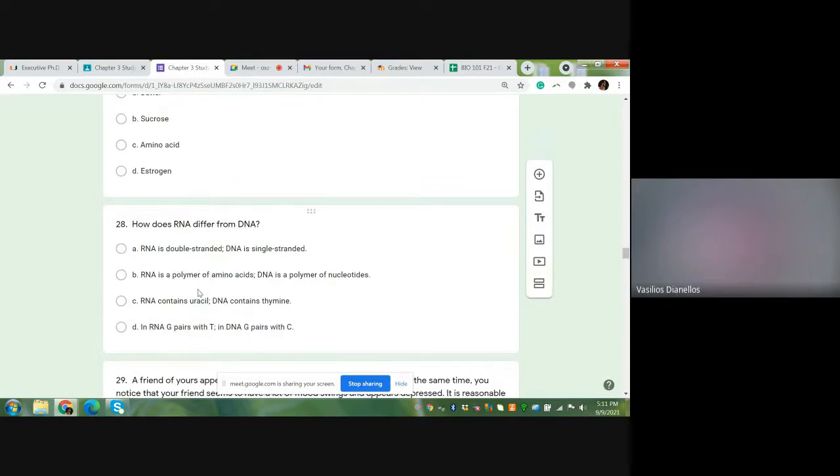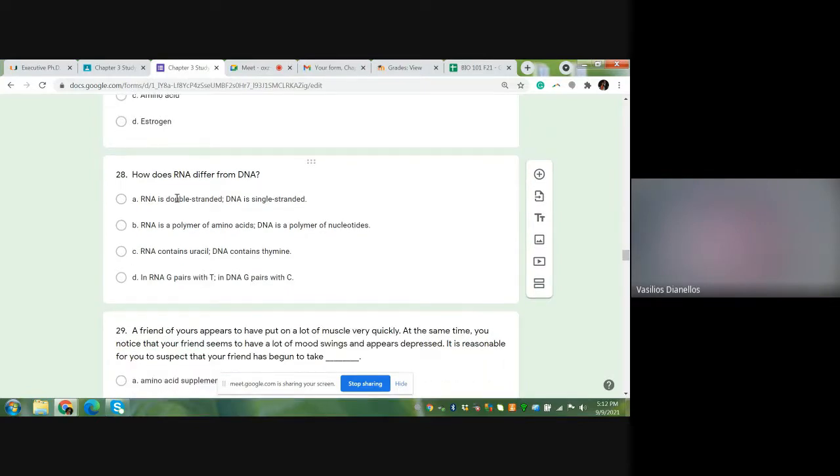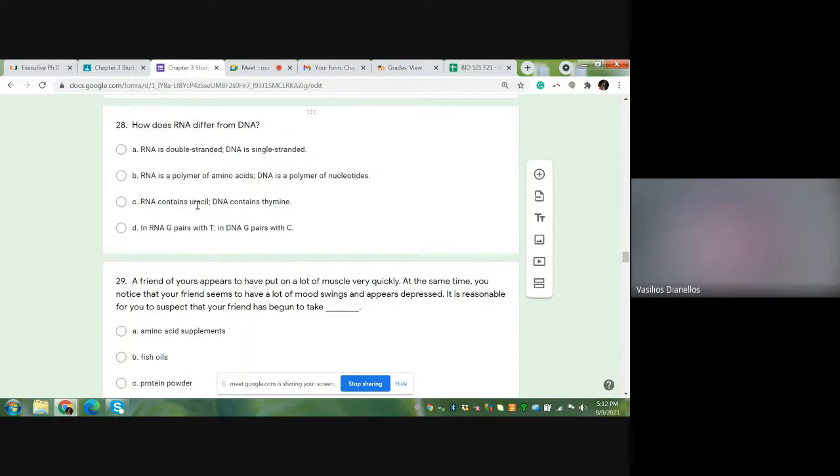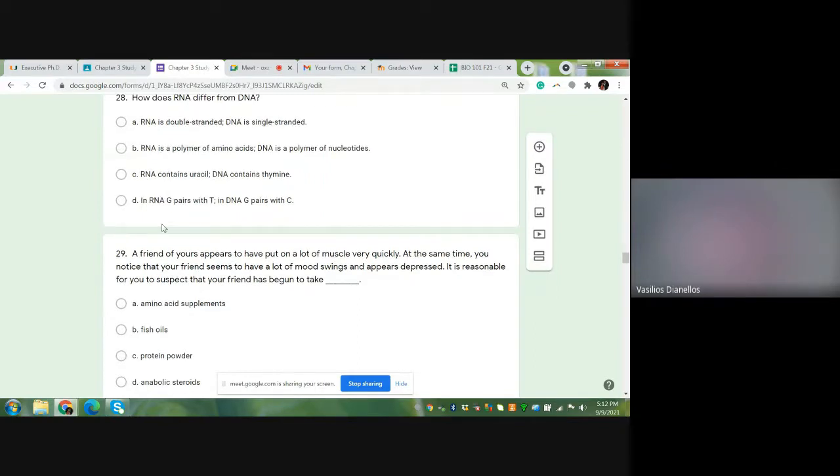28, we're going to have a whole chapter devoted to RNA and DNA, so I might not ask any questions about it. But RNA is not double-stranded, so that's not right. No, protein is the polymer of amino acids, not RNA, so that's not right. RNA contains a U, DNA contains a T. That is correct. So there you go. The answer to that is C. I probably won't ask that in this exam.